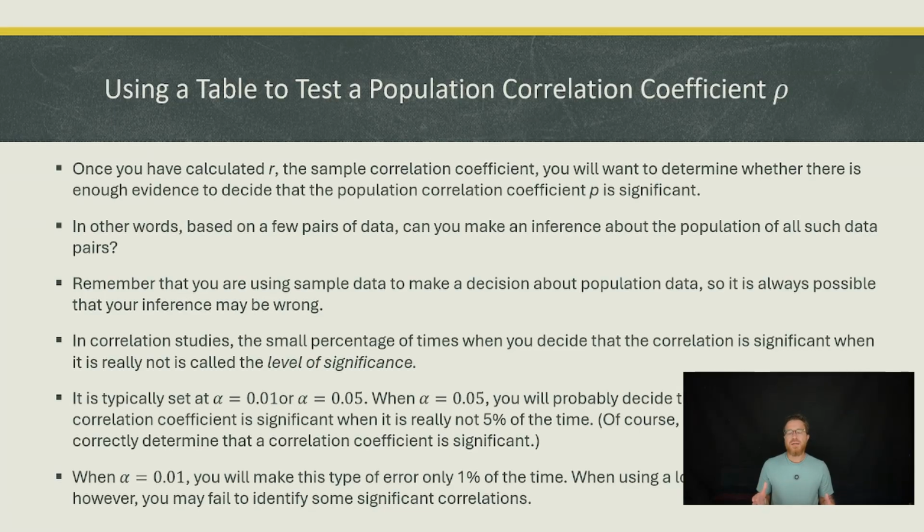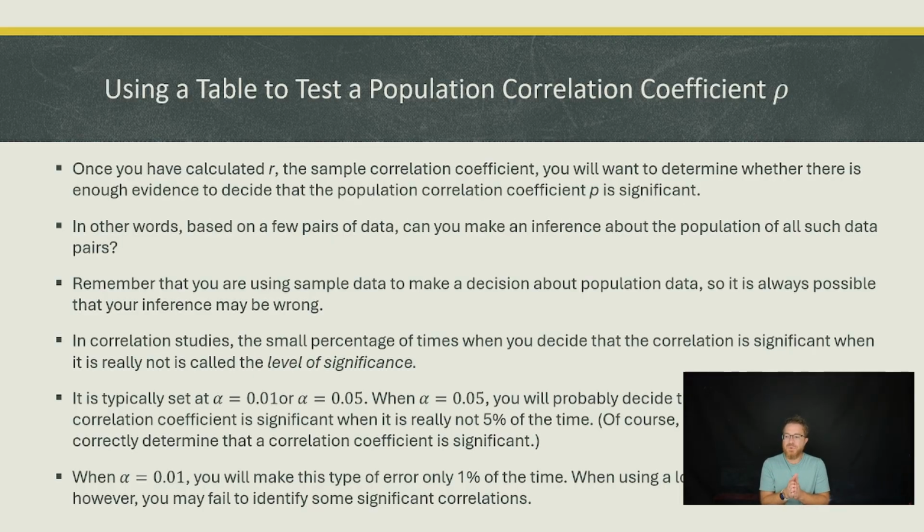Once we've calculated our correlation coefficient for our sample, we're going to want to determine whether there's enough evidence to decide that we can use this for our population correlation coefficient rho. We're going to look at whether it's statistically significant or not. In other words, based on a few pairs of data, can we make an inference about this population for all of the data pairs? Remember that you're using sample data to make a decision about our population data.